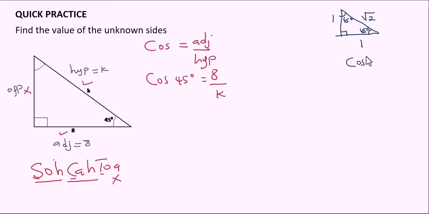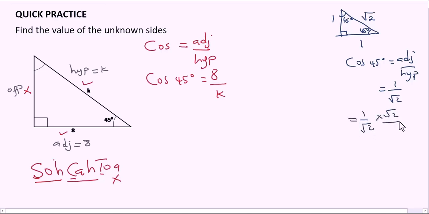Okay, what is cos 45? So cos 45 here is equal to adjacent over hypotenuse. And what is adjacent? Adjacent is 1 from what you can see, and our hypotenuse is root 2. But we can't have root 2 there, so 1 over root 2 multiplied by root 2 over root 2, we are going to be left with root 2 over 2. So therefore, we have to change this now to root 2 over 2 is equal to 8 over k.